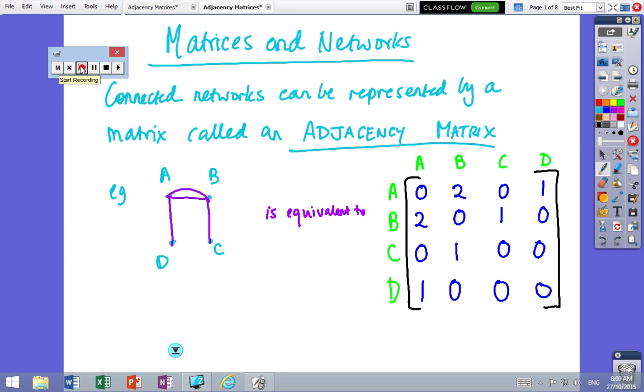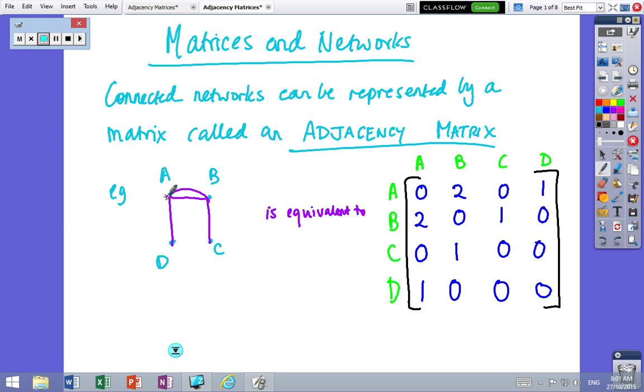Okay, we're just looking at the last topic in matrices and networks, and this is connecting matrices and networks together. We're looking at a connected network that can be represented by a matrix, and this matrix is called an adjacency matrix.